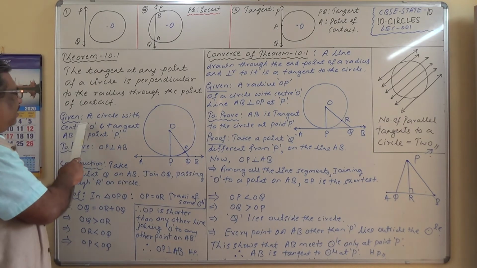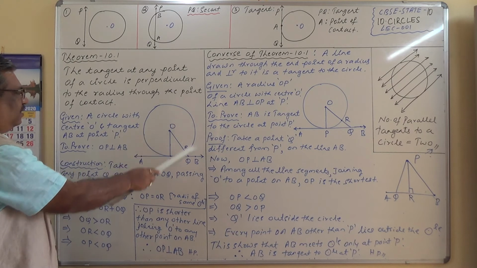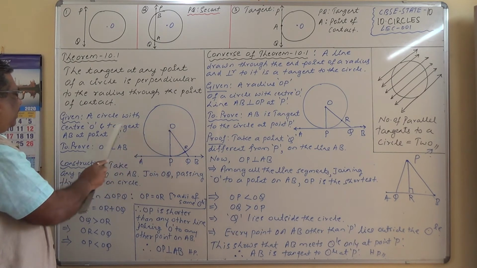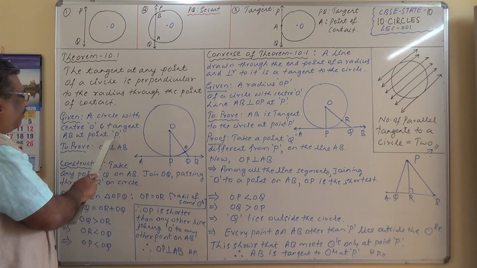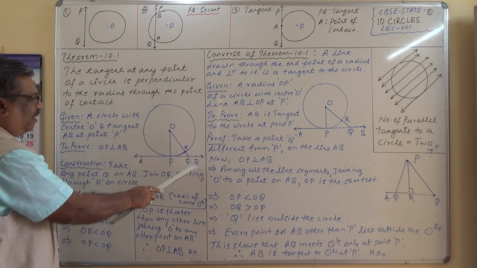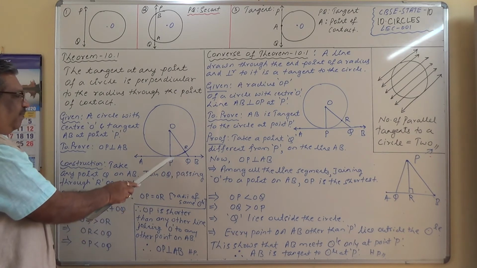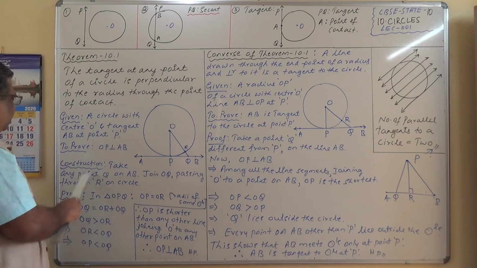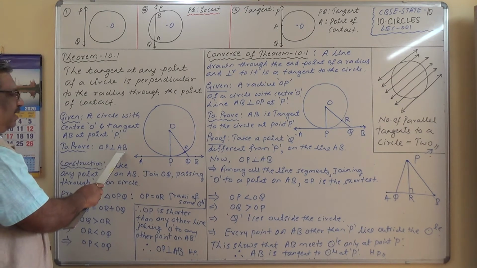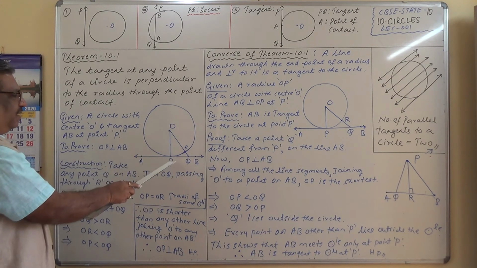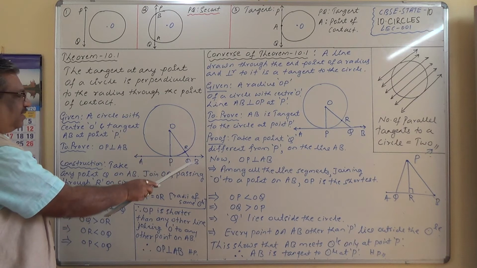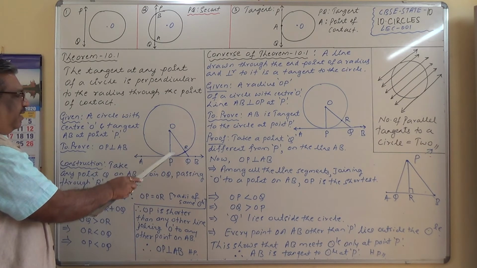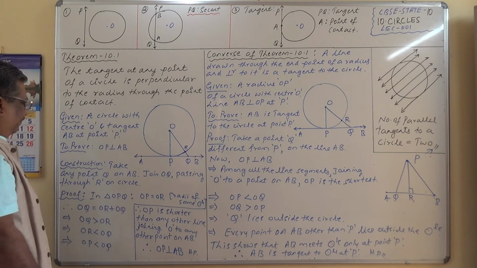Given a circle with center O, and tangent AB at point P. Tangent AB at point P. So point P is the point of contact. To prove OP is perpendicular to AB. OP is the radius of this circle and AB is a tangent, we need to prove the radius is perpendicular to AB.